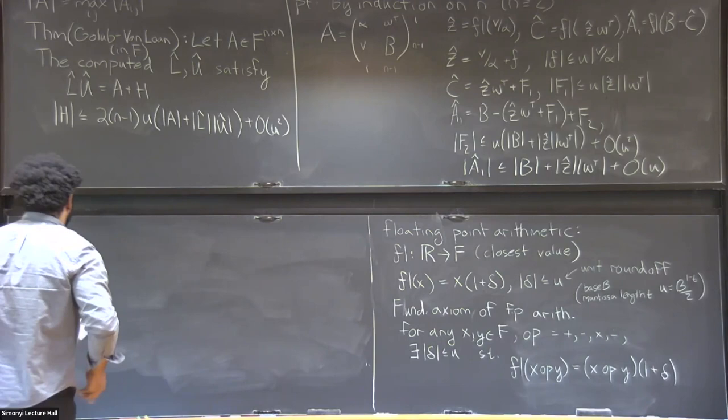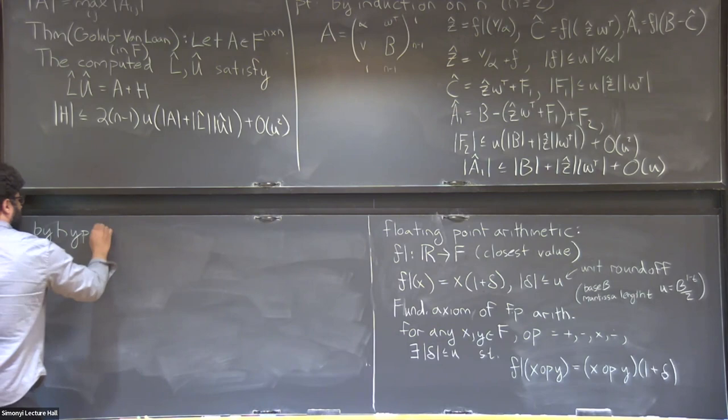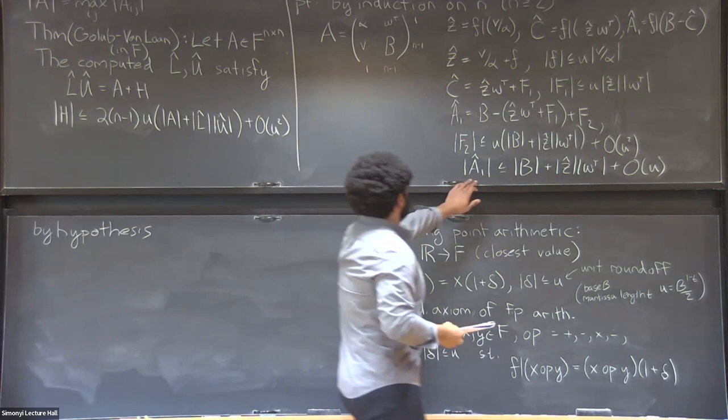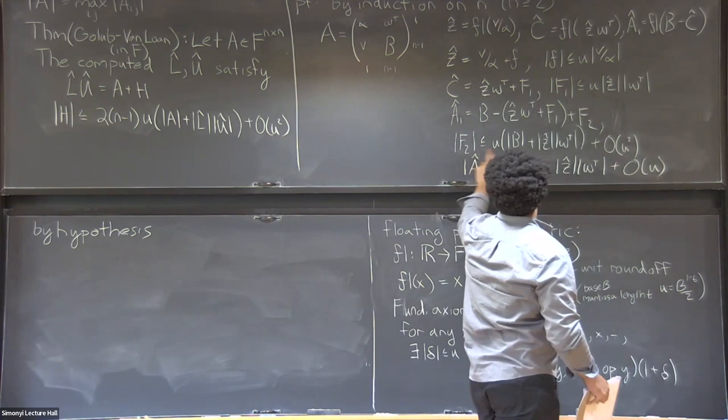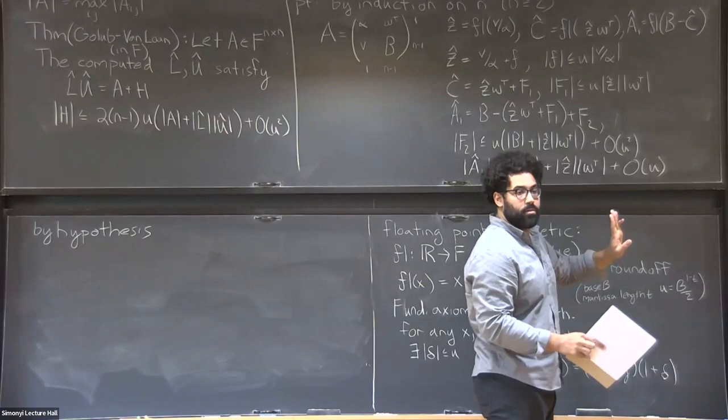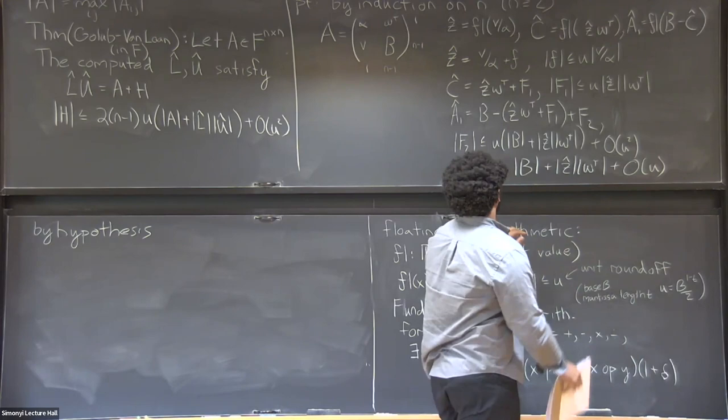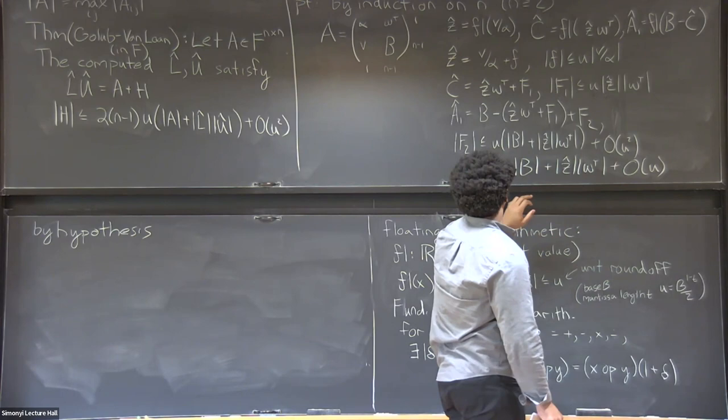Okay, so by our hypothesis, let's take this, get our B, get this here. F1 is U times something. F2 is something of order U. So if I actually wrote out what was here, it would be U times this, plus U times that, plus order U squared.